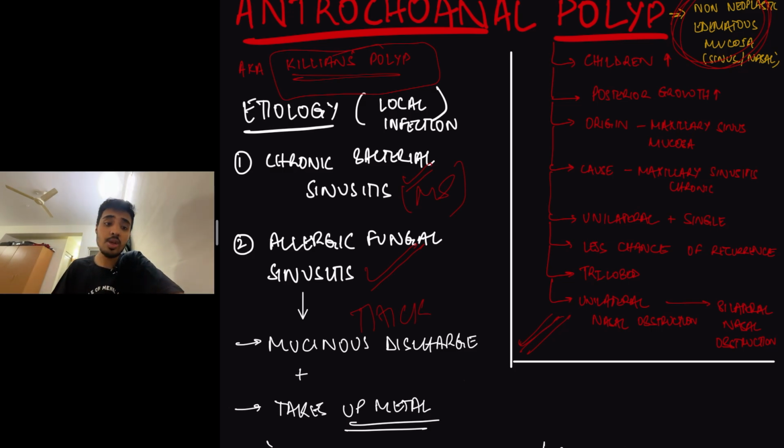Coming to the differences compared to bilateral ethmoidal polypi. Antrochoanal polyp is more common in children. Bilateral ethmoidal polypi, adults. Antrochoanal polyp grows more posteriorly. Bilateral ethmoidal polypi grow more anteriorly. Antrochoanal polyp originates from the maxillary sinus mucosa. There it is the ethmoid sinus or osteomeatal complex mucosa.